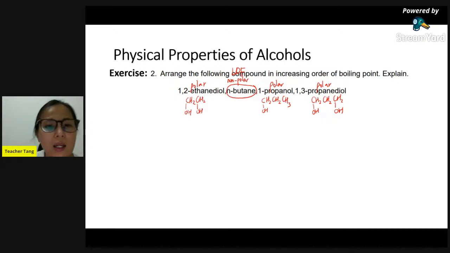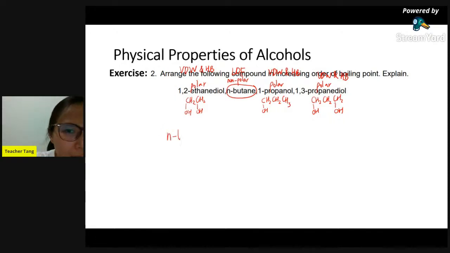Okay, and all of them can form van der Waals forces and also hydrogen bond. But which one will be... so we know that N-butane is the lowest. So followed by which one? So it will be 1-propanol because only one hydroxyl group.